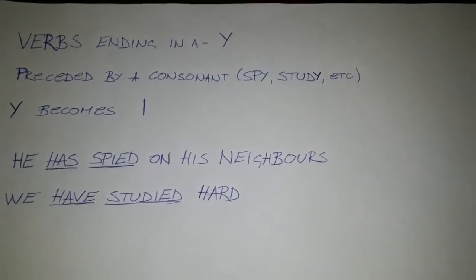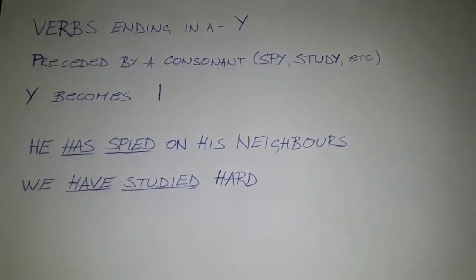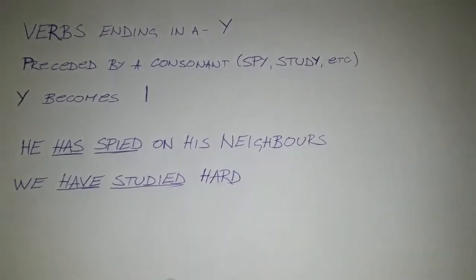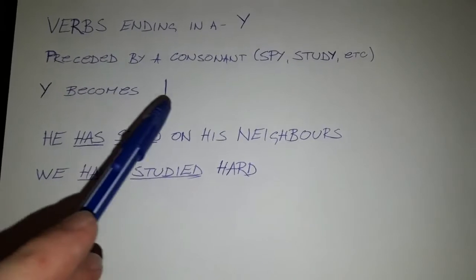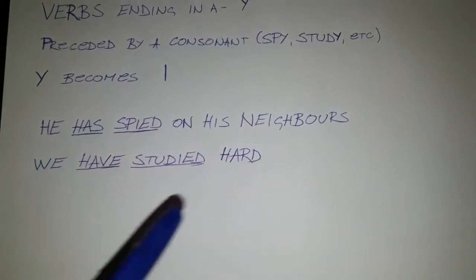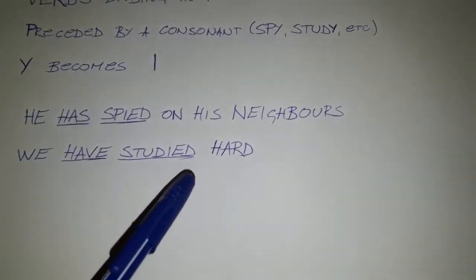We also need to pay attention to the verbs that end in a Y, especially those preceded by consonants such as spy or study, because we change Y into I. So for example, he has spied on his neighbors. We have studied hard.